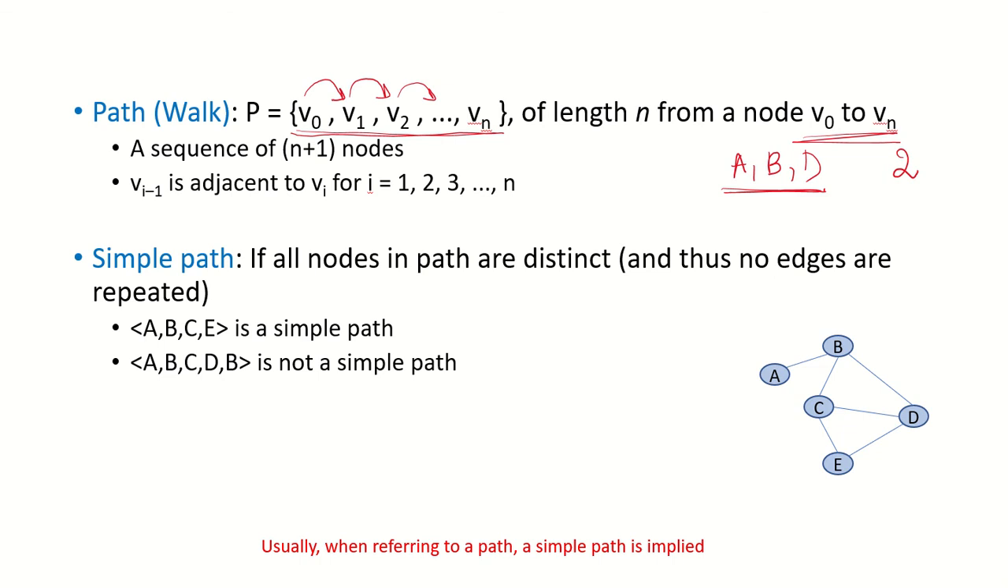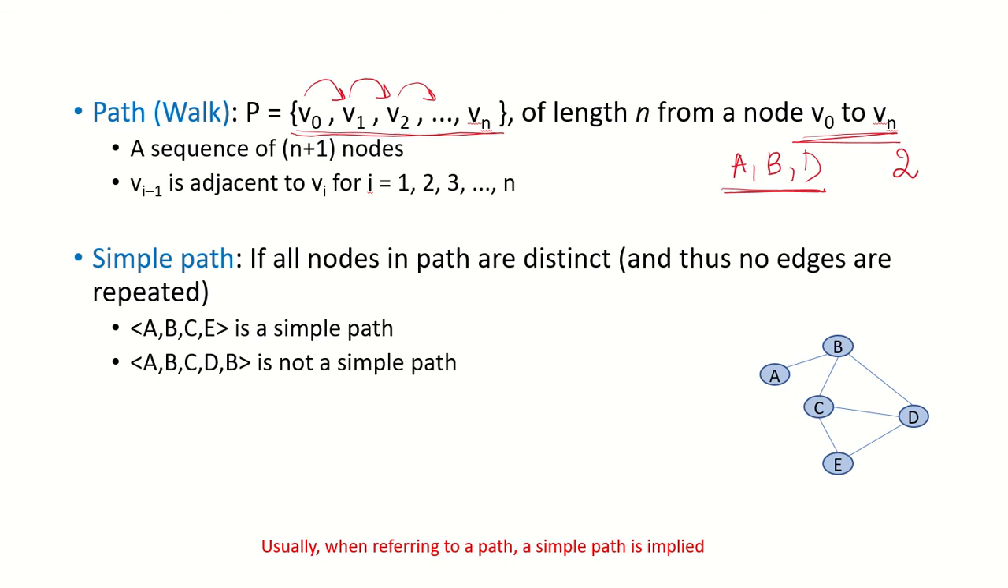Can we think of other paths? Yes. A, B, C, E is another path. B, D is a path. This is a path of only 2 nodes and 1 edge. B, C, D, E, this is another path. B is adjacent to C, C is adjacent to D, and D is adjacent to E.